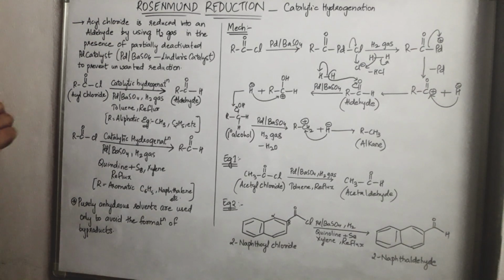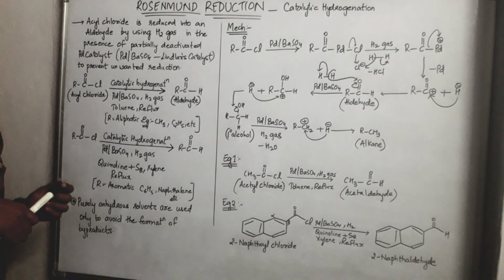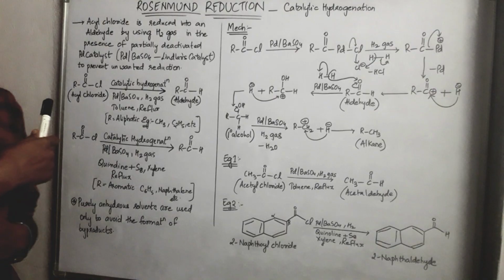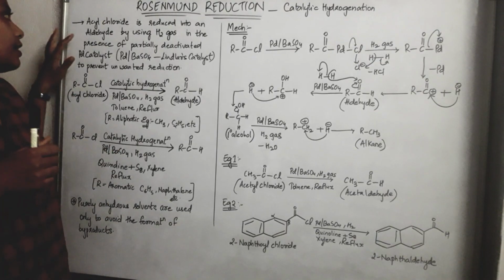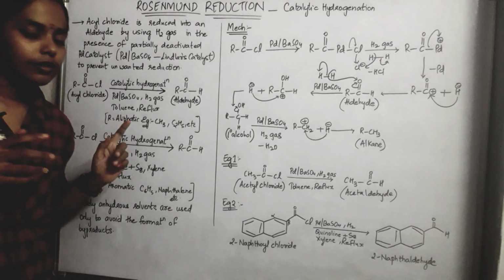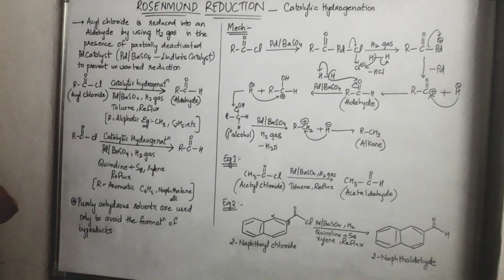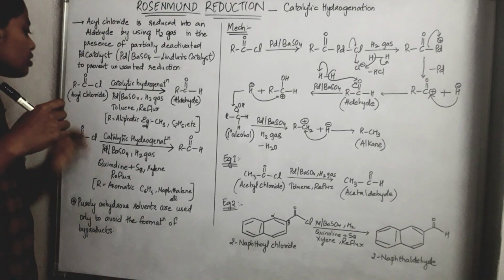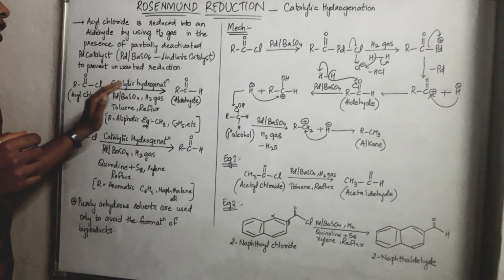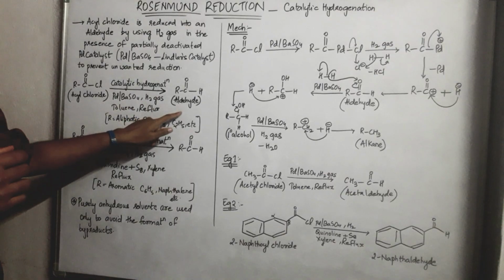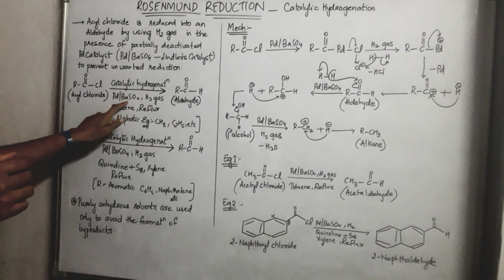So now let us see Rosenmund reduction. Here Rosenmund reduction is a catalytic hydrogenation reaction where we will be getting our aldehyde as a product from acyl chloride. So here first we will be taking our acyl chloride. So when acyl chloride is undergoing catalytic hydrogenation, we will be getting aldehyde in the presence of catalyst.